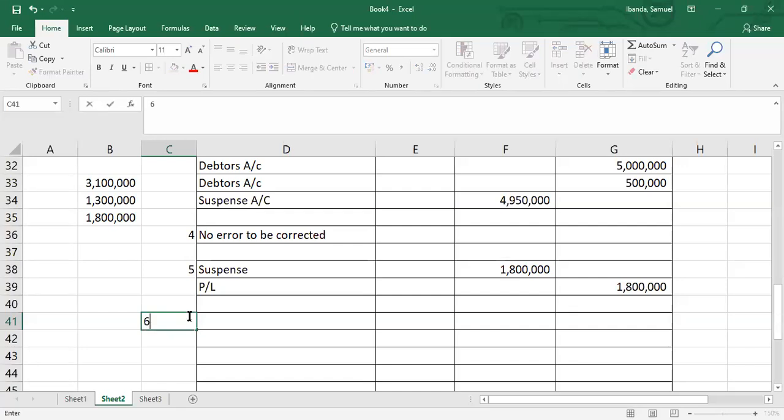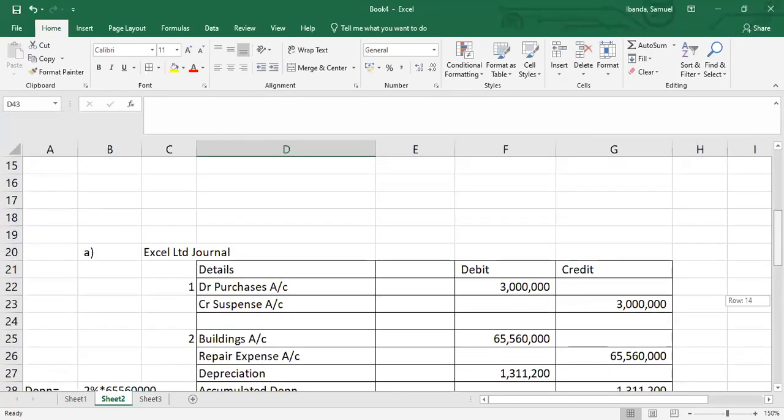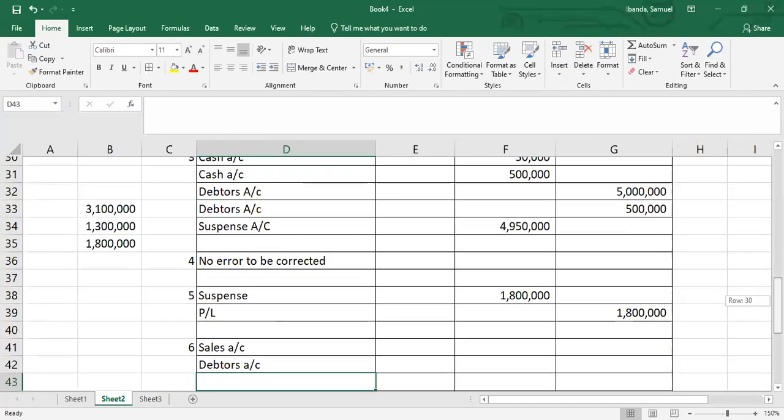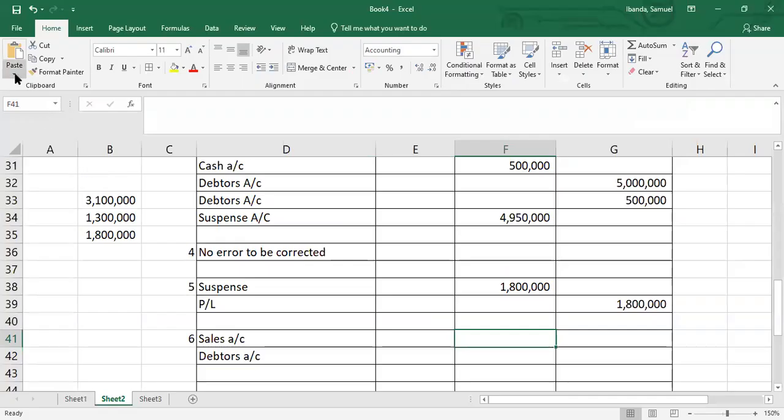So I'll have item 6. What we are saying is we shall debit our sales account, and then our debtors account shall be credited. Now, this transaction does not have a suspense account in it, and I'm glad I didn't get anyone who said that we should have a suspense account, because this is an error of principle, and errors of principle basically don't affect the trial balance. That's why we didn't have anything coming up from that perspective.